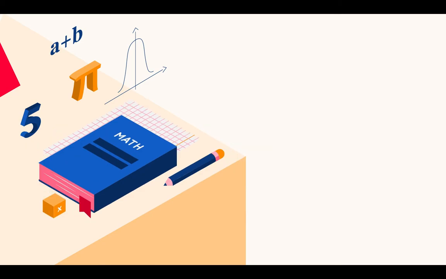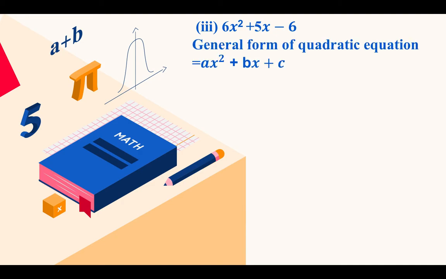So these were the factors of the equation. Now we move on to the third equation. It is 6x square plus 5x minus 6. Again I will do the same process. I will write the quadratic equation as ax square plus bx plus c.